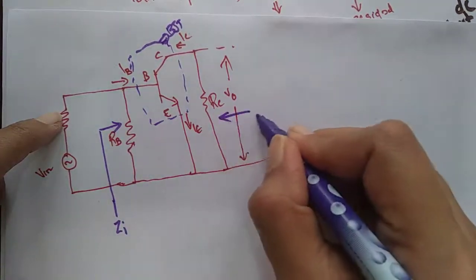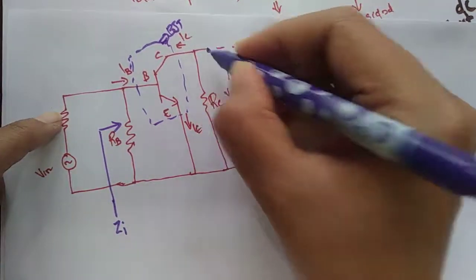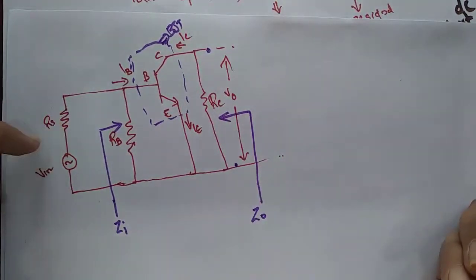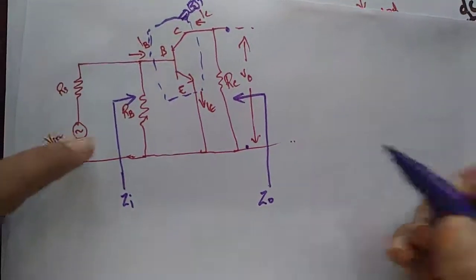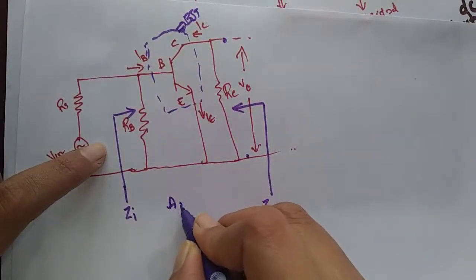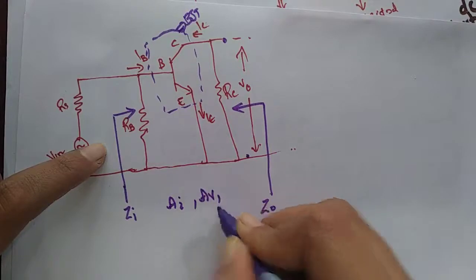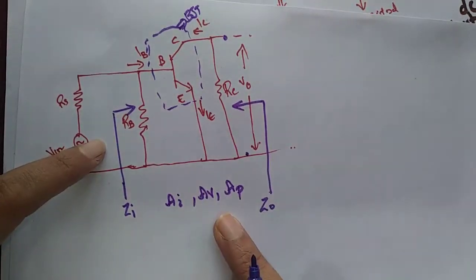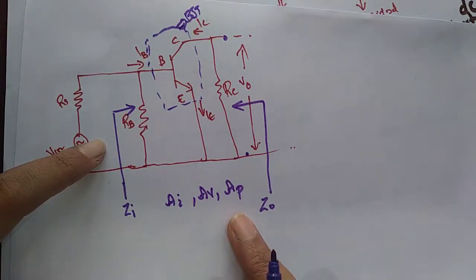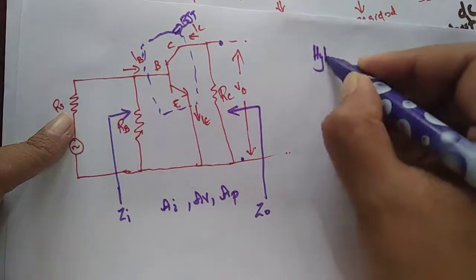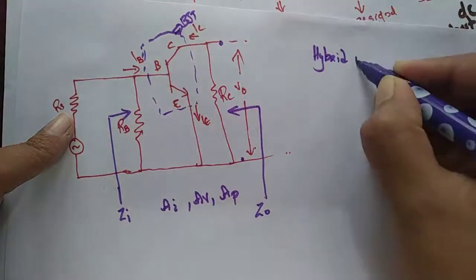If I look from here, the impedance in between this point, that is the output impedance, is 0. And what are the other parameters we have to find out? We have to find out the current gain, the voltage gain, and the power gain. We have to find out these three terms. Okay, so what we are going to discuss today is the hybrid model.